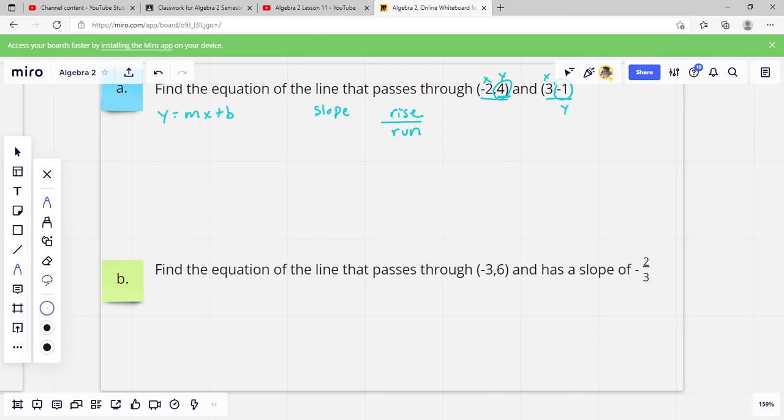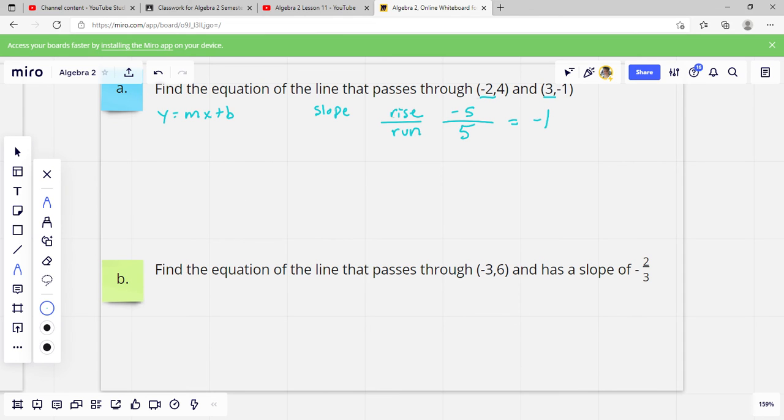So if we went from 4 to negative 1, we would have gone down 5 spaces. So that's negative 5. And then our run, how far do we go back and forth? We went from negative 2 to 3. So we started at negative 2. We went up 2 to get to 0, and then 3 more. So that would be 5. So that means that our slope is negative 1, because 5 over 5 is 1.